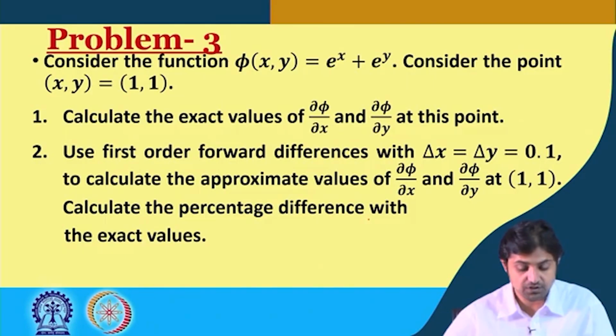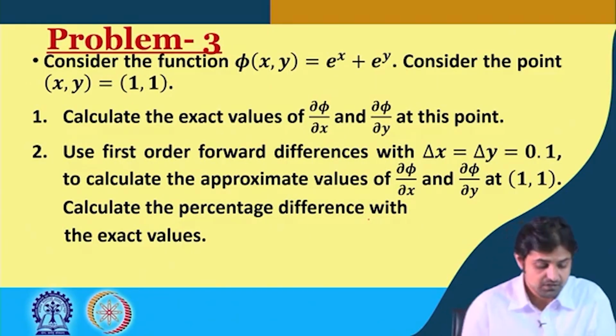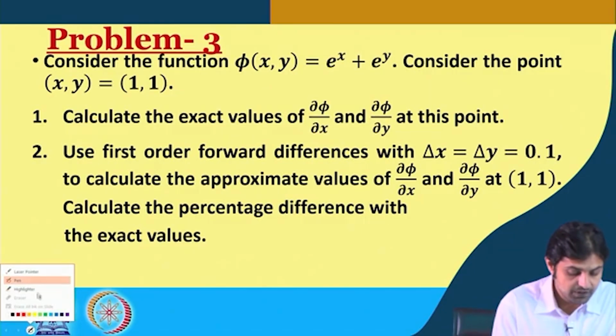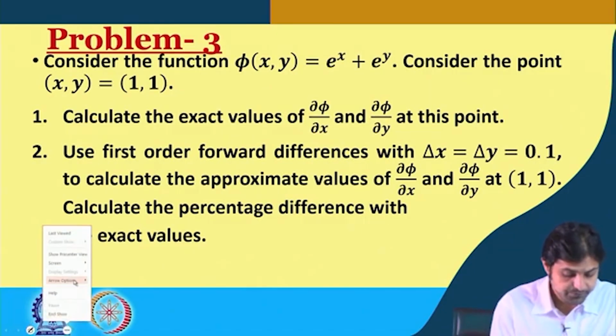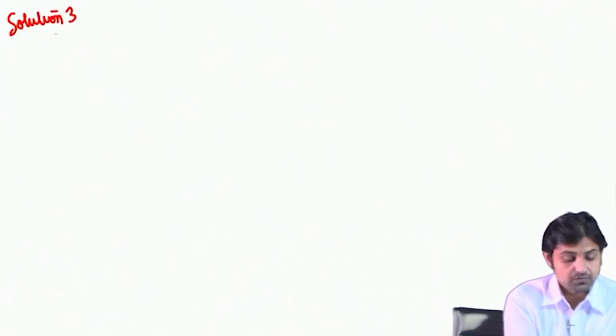Secondly, use the first order finite difference with delta x equal to delta y equal to 0.1 to calculate the approximate values of del phi by del x and del phi by del y at 1 comma 1, and calculate the percentage difference with exact values. So this is the application of all the things that we had done in the last lecture. Okay, and this will be a good way to understand. So, solution number 3.